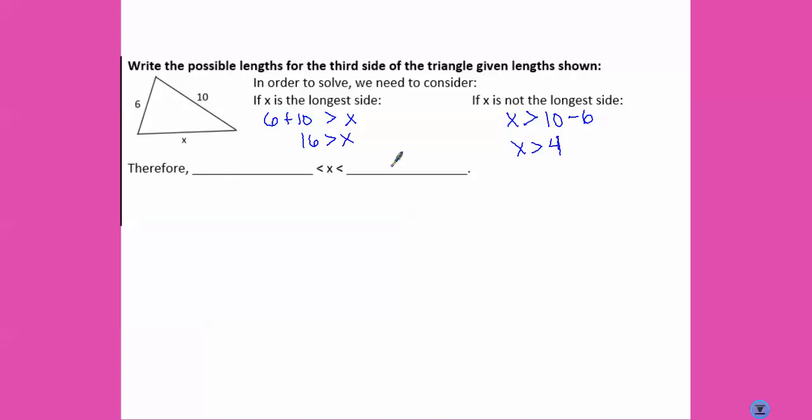When we go to put this together in one statement, we want the shortest side first, our x will go in the middle, and our longest length second. So in order for this triangle to work, x has to be bigger than 4 but smaller than 16.